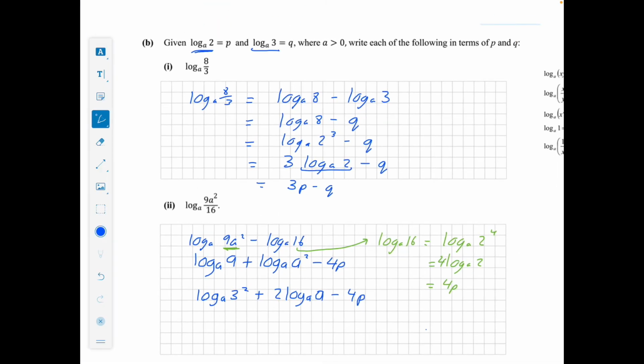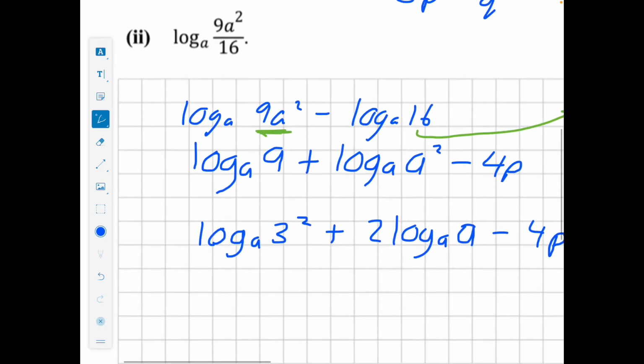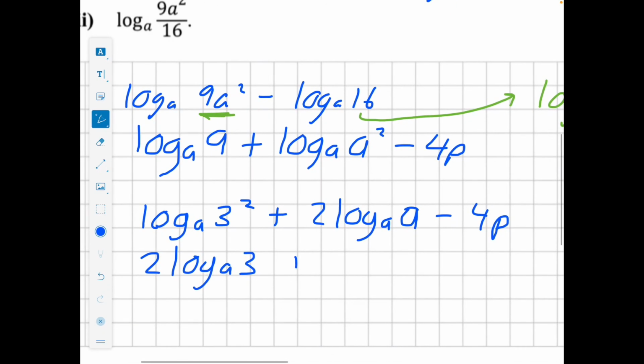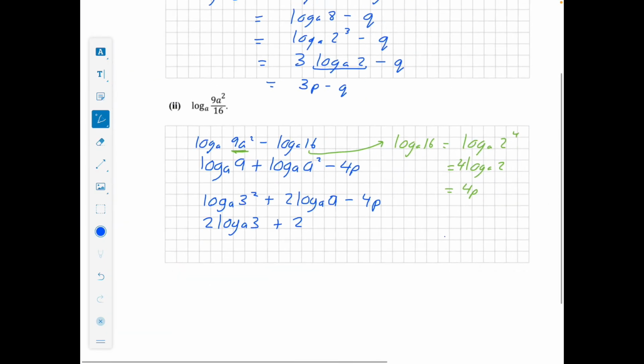Okay, now what can I do with this here? Okay, I can immediately see I can bring down that power, and then I'm actually going to be left with log to base a of 3, which is what I want. So I can bring down this power, so that'll be 2 log to base a of 3, okay, plus 2.